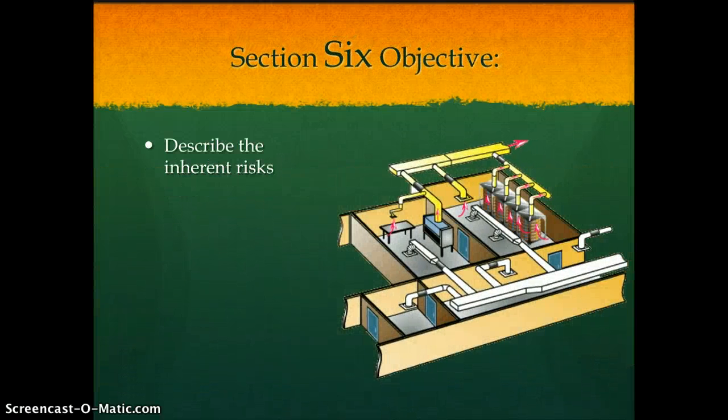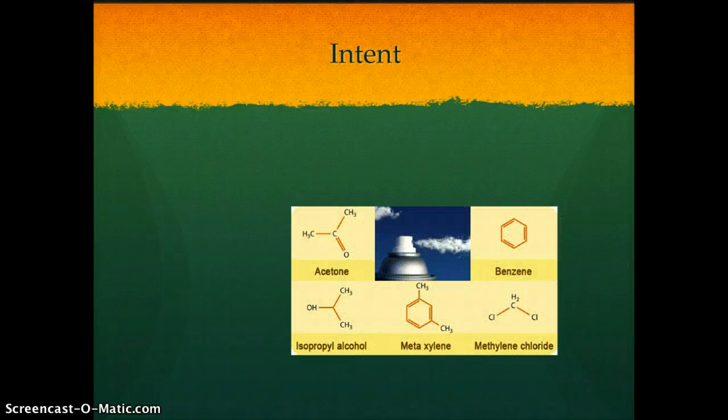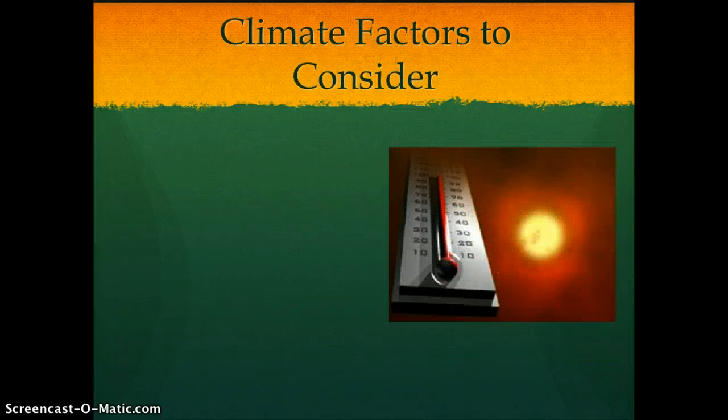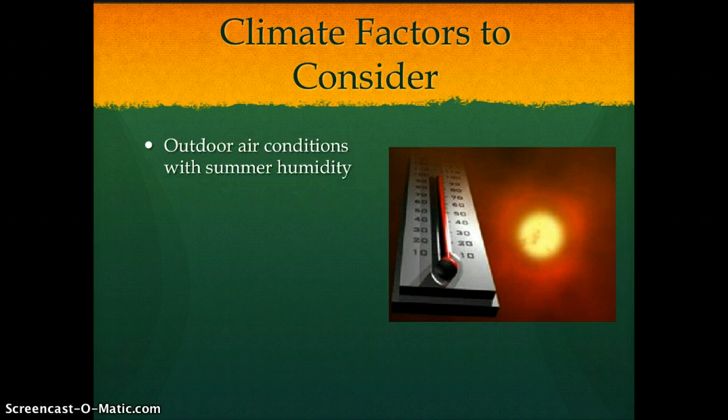The objective of Section 6 is to describe the inherent risks associated with increased building exhaust as recommended by LEED Environmental Quality Credit 5. The focus of this section is to minimize exposure of the building occupants to potentially hazardous particulates and chemical pollutants. Depending on the climate where the building is located, it may be important to utilize different types of ventilation approaches to control indoor air quality degradation and indoor chemical and pollutant source control.